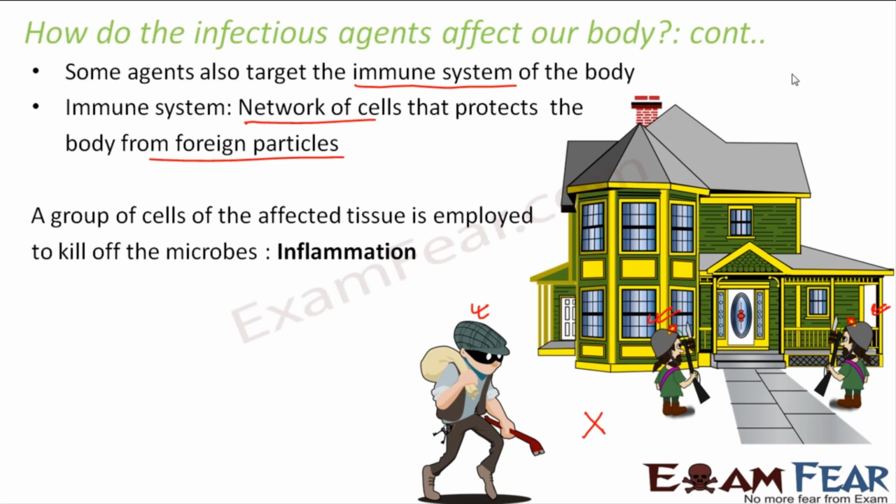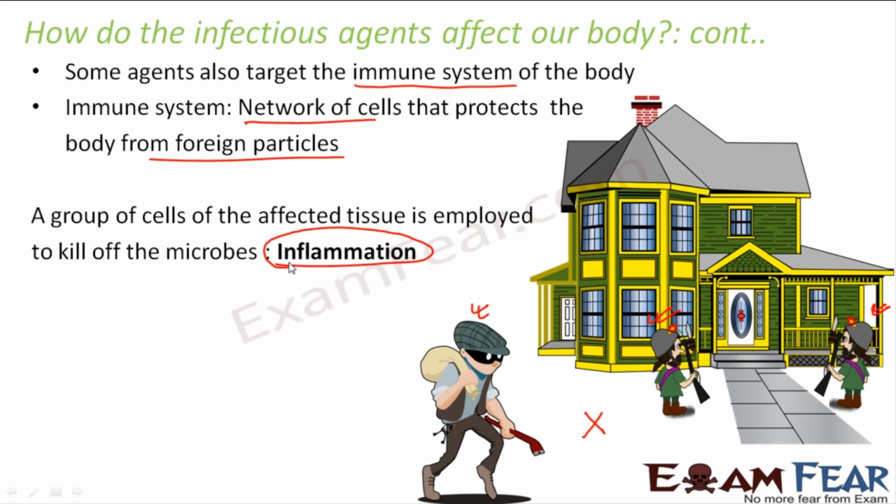This process is known as inflammation. Inflammation is a process in which a group of cells are employed to kill off the microbes or the foreign particles. Now what happens if that group of cells wins? Then you do not suffer from any disease because the microbe is gone. But if the microbes win, if the group of cells is not strong enough to kill the microbes, then you suffer from a disease, right? So this concept is clear.